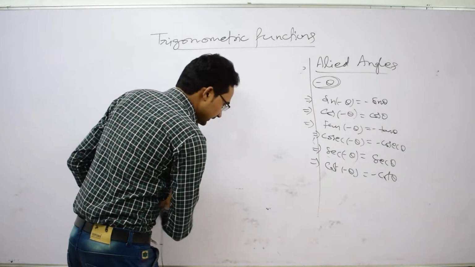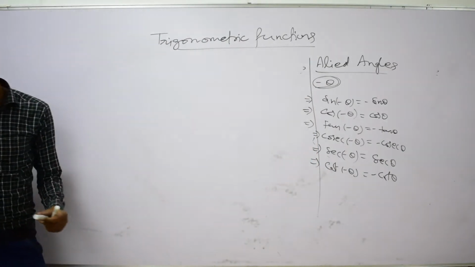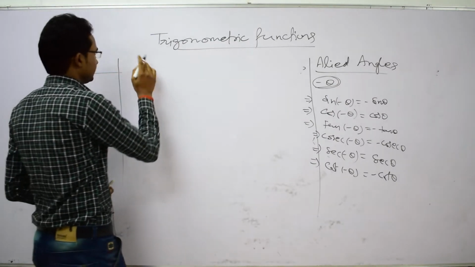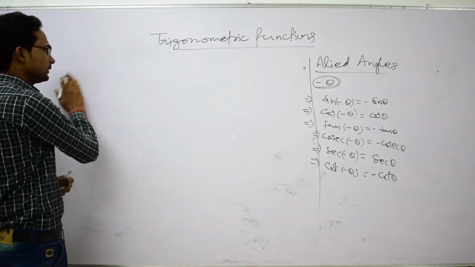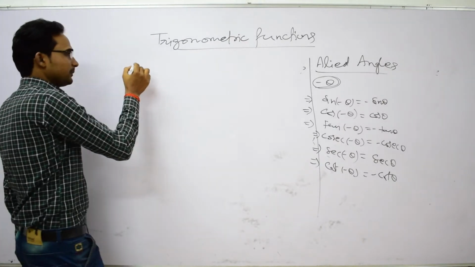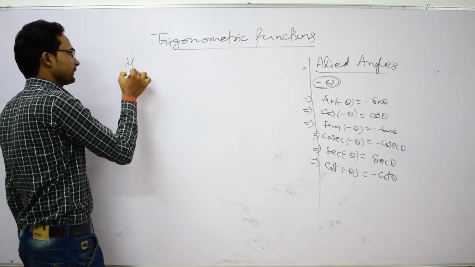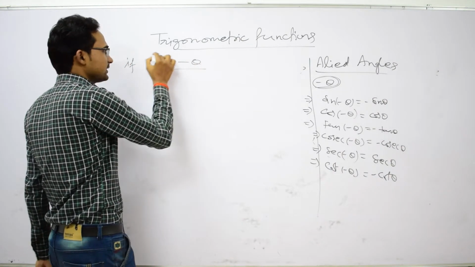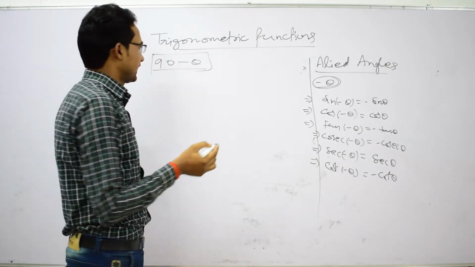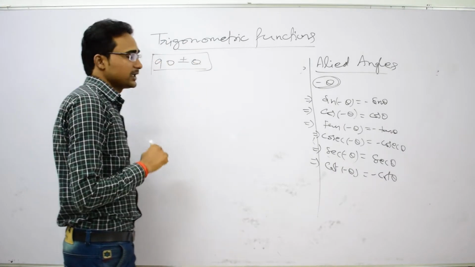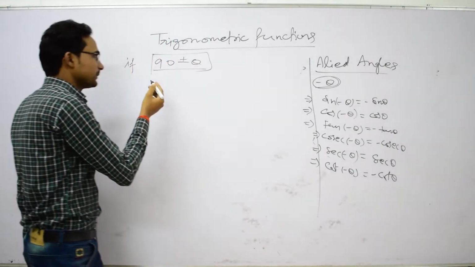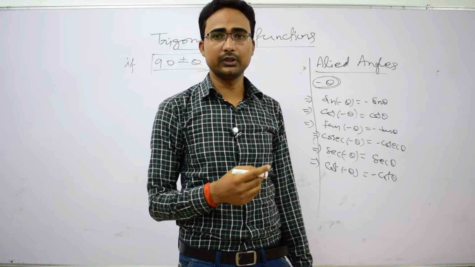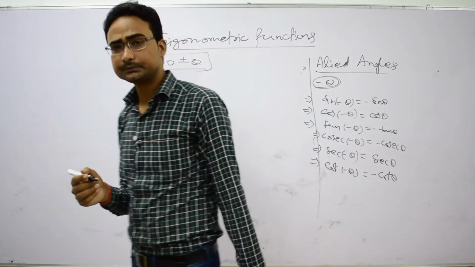Now, in short form, I am making a column. Okay. That means, side by side, write down one by one. Okay, if the angle is 90 minus theta, okay, 90 minus theta is given. So, what will be the sign convention? Directly just use 90 plus minus theta, okay, 90 plus minus theta. That means for 90 plus minus theta, what will be the sign convention of all the trigonometric ratios? Let's look here.